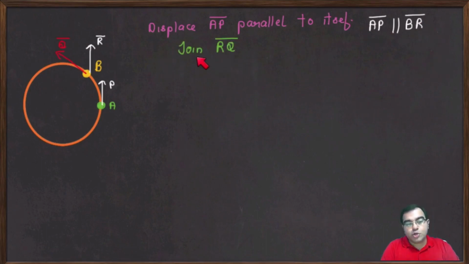So now we are supposed to join RQ bar. Can you see this is R, this is Q. So now we are going to join the RQ bar. So this is what I have joined: the head of R to the head of Q. Now why do I do so? Why do I use this direction?